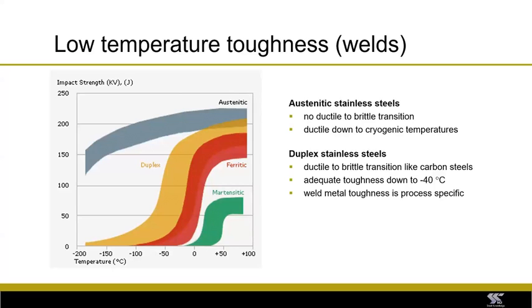Duplex stainless steels, just like carbon steels, have a ductile to brittle transition. It's similar-ish to carbon steels. There's been a lot of work on this recently because it's an important parameter to fully understand, and there is complete and comprehensive guidance now in the forthcoming Eurocode for duplex stainless steels on low temperature toughness.